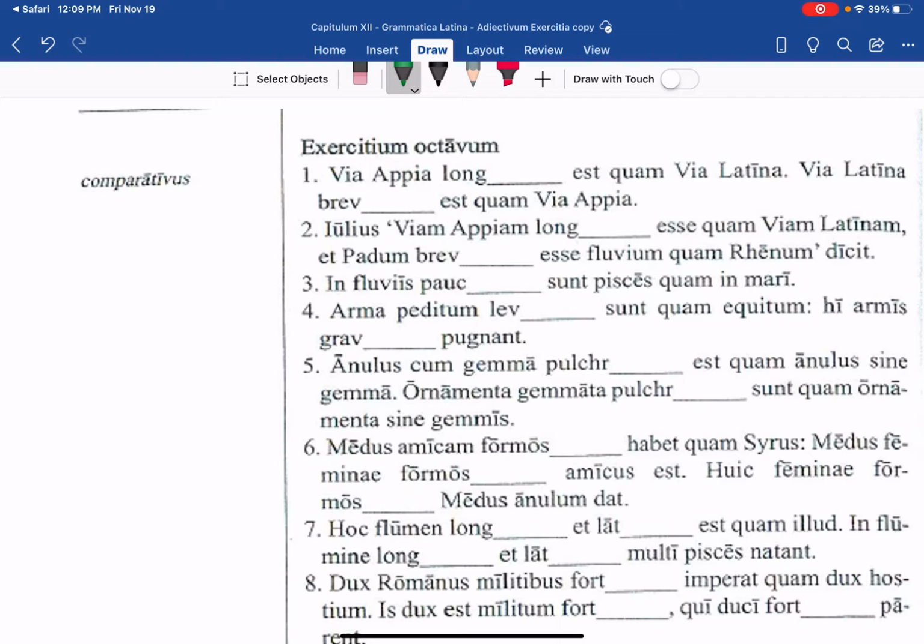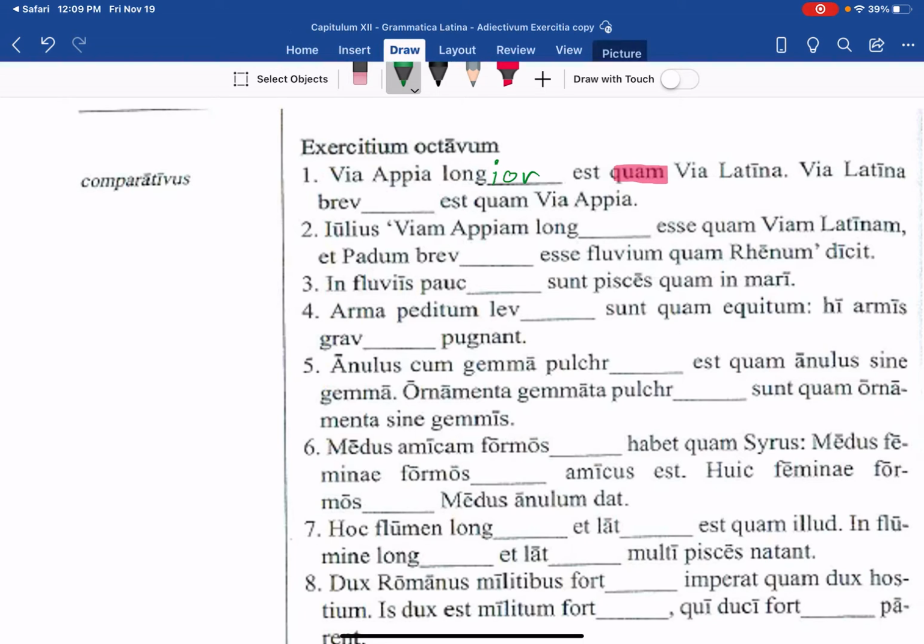So when you do fill in the blanks, it's really important that you read the words not just before the blank, but also after the blank, because sometimes those are the ones that tell you the context you need in order to tell which word to put and which ending to put. So here we see quam, which is telling us that we're dealing with a comparison, so that this adjective needs to be comparative. So via apia longior est, right? Longior est quam via latina.